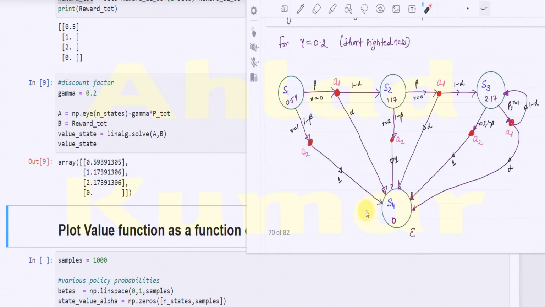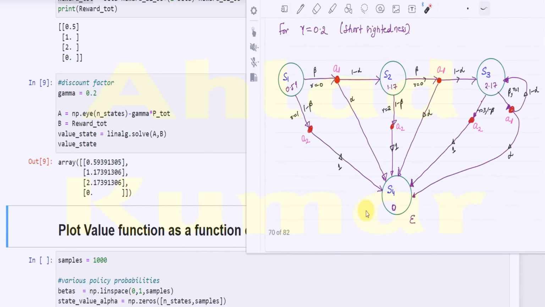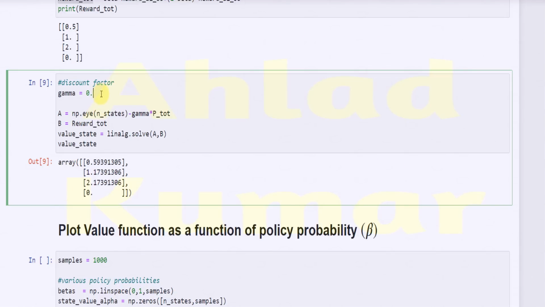And here what you see is, in the short-sightedness, S1 is 0.5, S2 is 1.17, S3 is 2.17 and S4 is 0. Again here, being in state S3 is profitable. As you can see, in the short-sightedness nature also, S3 is the state where the agent can remain and earn futuristic rewards. And let us say if I put the value of 0, which means that you are not taking any of the futuristic rewards. What you are interested in is the immediate rewards.